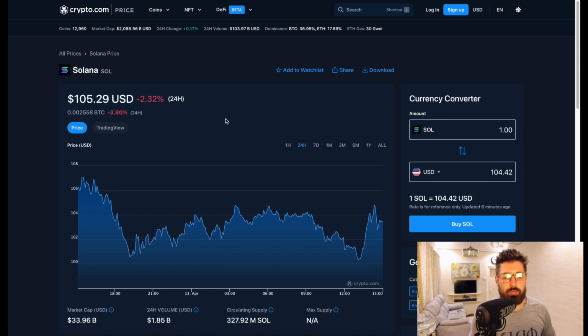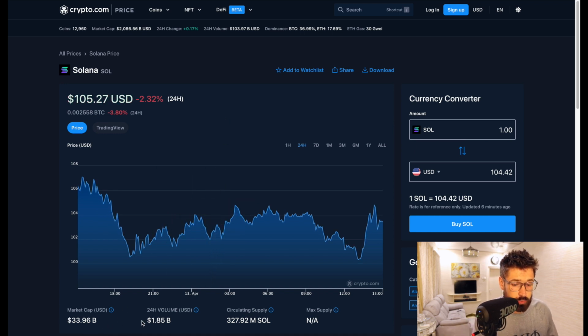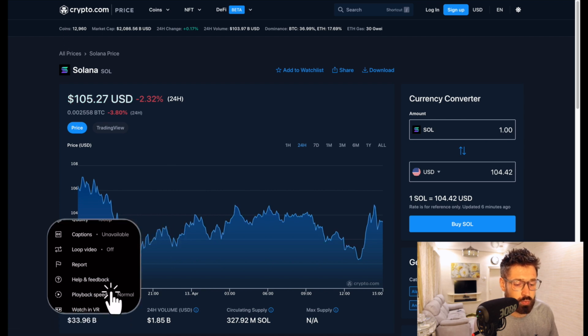Currently, we're sitting at 105.29. We're down about 2.32 on the day. We're sitting in market cap of 33.96 billion, 24-hour volume 1.85 billion.